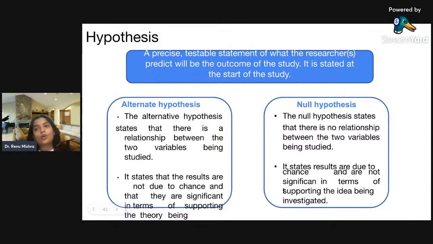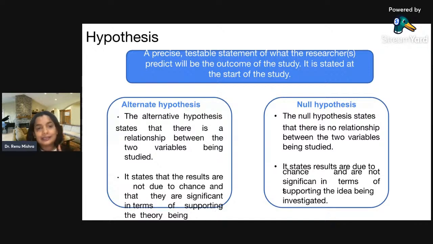Now comes the hypothesis, which I told you in the very starting we'll be talking about in detail. It is basically an assumption. Why do I say assumption? Because it is stated to be tested. This is the way where you come across something from findings, that is inductive, which we discussed in the starting.